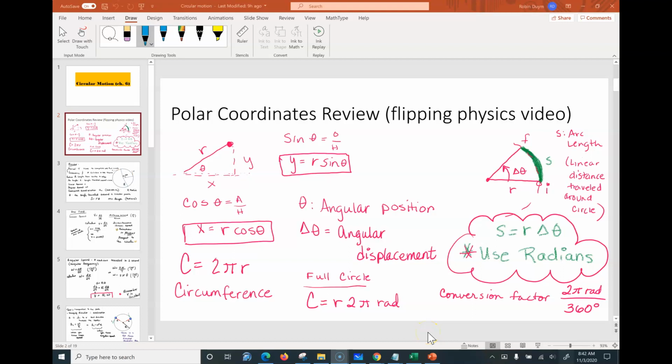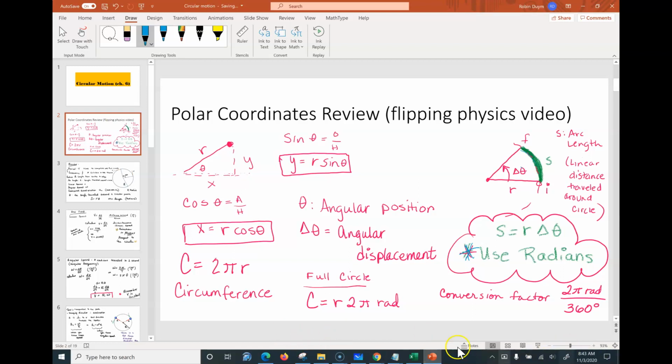Okay, so when we're doing arc length and displacement, we use theta. But the big thing is, and kids frequently forget, to put their calculator in radians and then to take it back out of radians. So if you don't get the correct answer for one of your homework problems, double check and make sure that you're using radians, because it just makes the math so much easier.